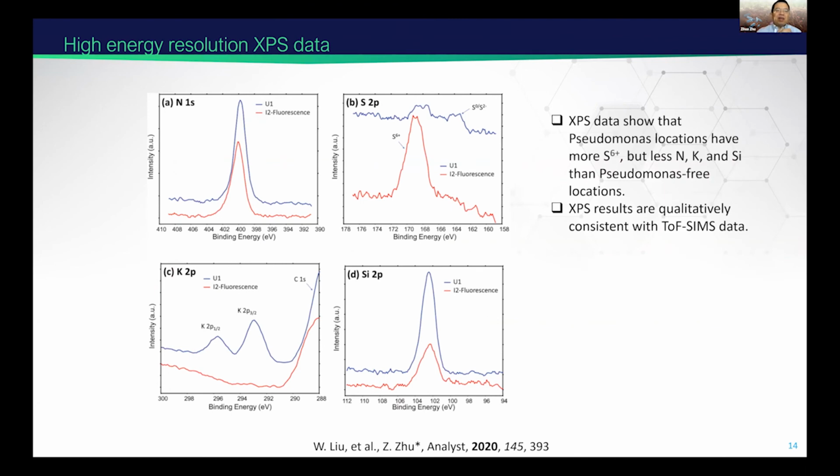We can also check exactly the same locations using XPS. Here is some representative XPS data. We can see XPS data show that Pseudomonas locations have more sulfur but less nitrogen, potassium, and silicon than Pseudomonas-free locations. And these results are qualitatively consistent with the TOF-SIMS data.